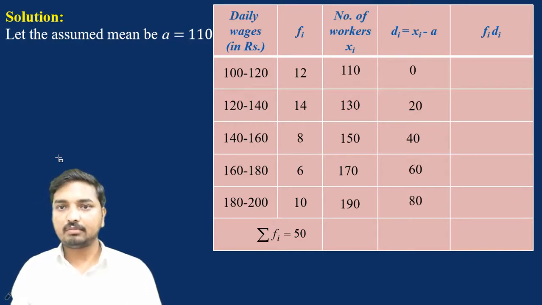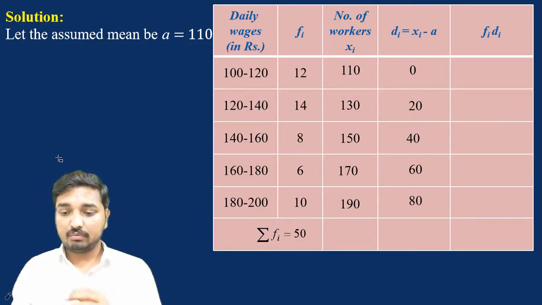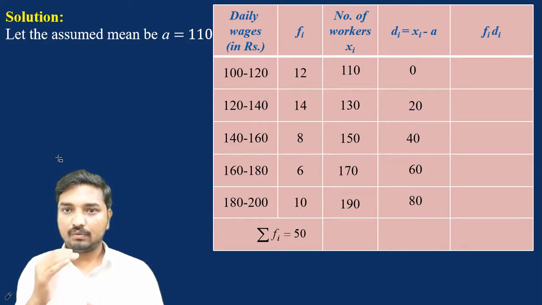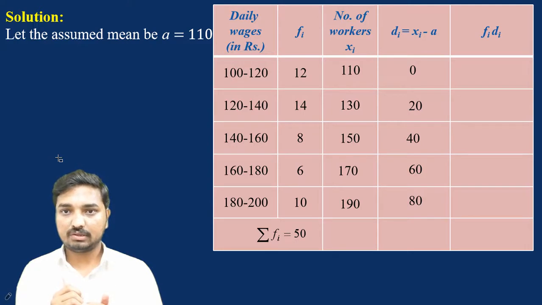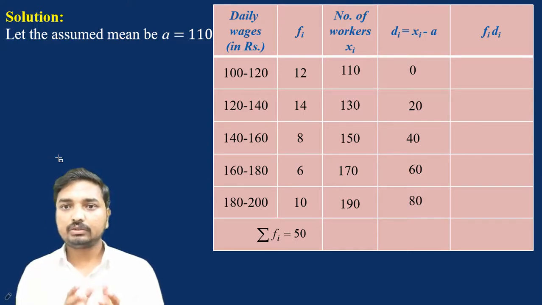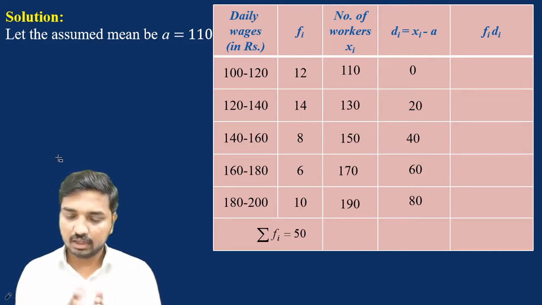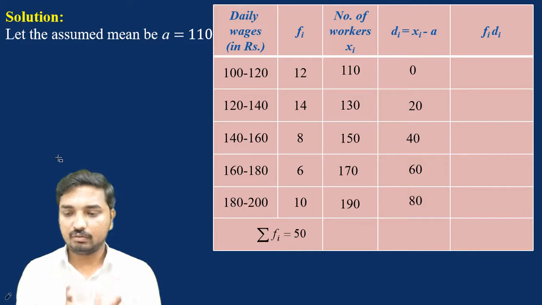So all the numbers are positive here. Suppose you choose the middlemost value, 150, as an assumed mean. Above 150 you will get negative values in the di column, and below 150 you will get positive numbers. For 150 it will become 0. If there are negative numbers, there is a lot of possibility to make a mistake, so this is a better way, and it is your choice.